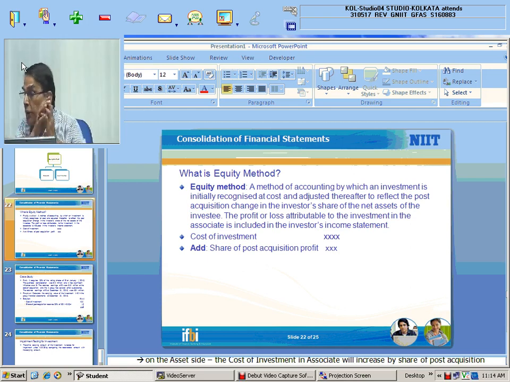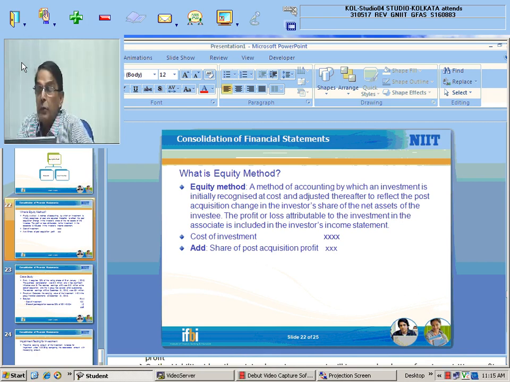Because on the investment side, supposing the investment at cost was 1 million, and the share of post-acquisition profit is, let's say, 100,000. So as on the reporting date, the investment will be shown at 1 million plus 100,000, that means 1.1 million. That will be on the asset side. So the asset side will increase by 100,000. On the liabilities side, the retained earnings account of the investing company will also be raised by the share of the post-acquisition profit. So the retained earnings also will increase by 100,000. So both sides of the balance sheet will tally.